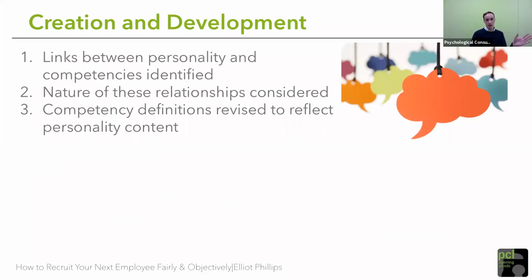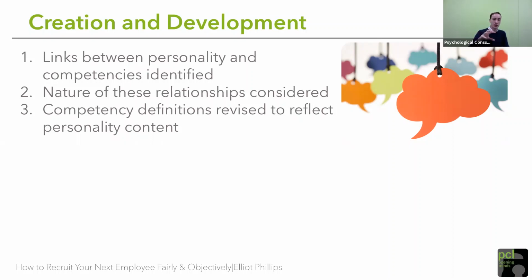When it came to creation then, we needed to first identify the links between personality and the competencies that we're looking at. So we had psychologists with decades of experience in varying industries and roles to really hash it out over which personality components are likely to sit behind certain competencies. And then on to point 2, the nature of those relationships. Is it that as somebody's emotional sensitivity increases, they get better at being sensitive to the needs of others, or is it that as one goes up, the other comes down, and so on? So all of these things are discussed and we try to uncover them.